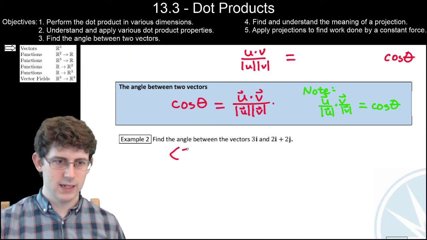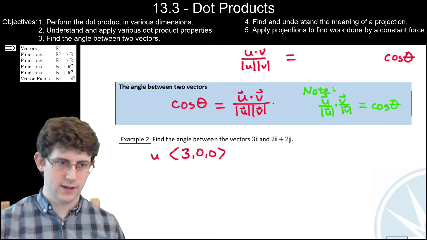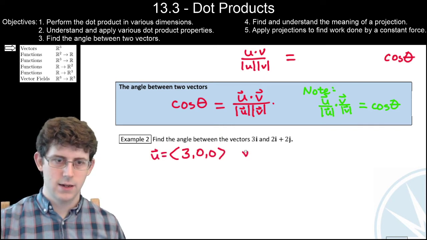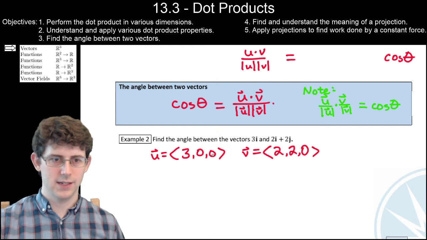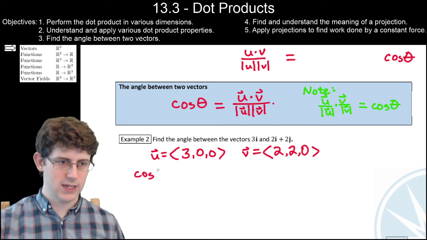We're looking between the vectors 3, 0, 0, and I'll call that u, and 2, 2, 0. There's no k in here, so the z coordinates are 0. Well, how do I find the angle between them? I just use this formula. I say that cosine theta is u dot v over magnitude of u, magnitude of v.